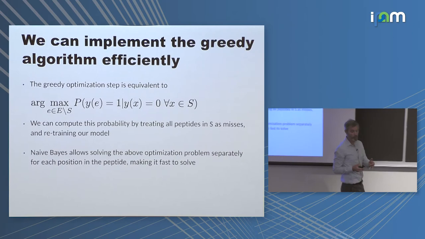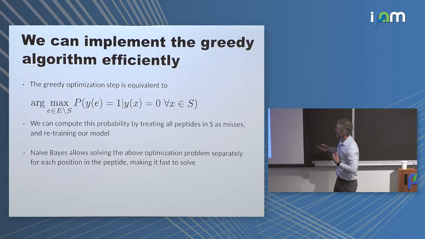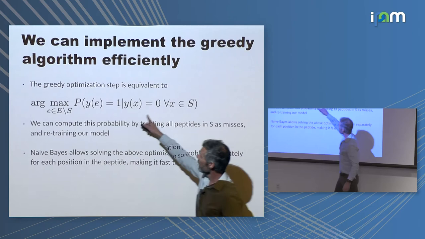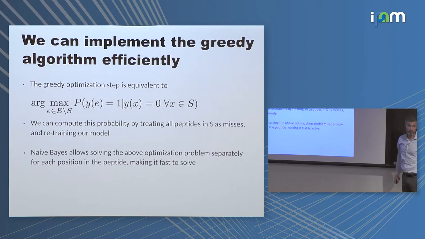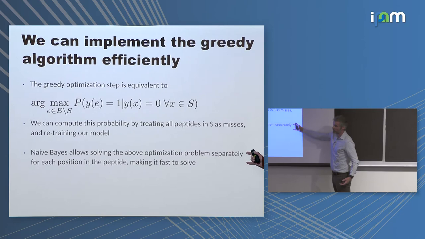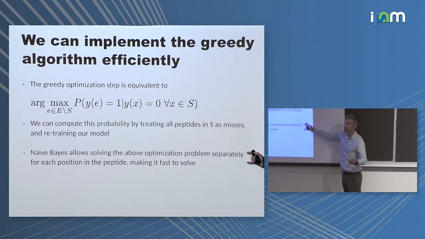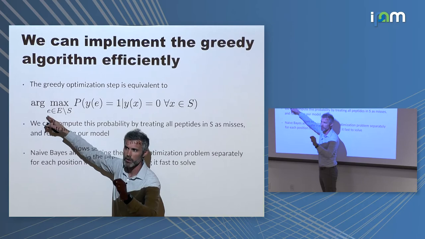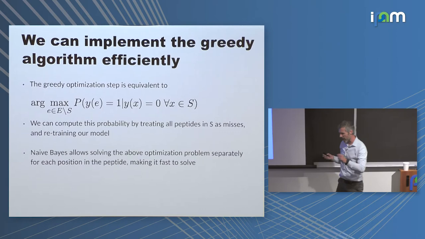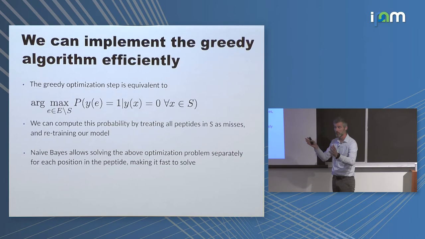Moreover, a way that you can calculate this is to retrain your model treating all peptides in S as misses, and then re-rank by that newly trained supervised learning model, which is the same thing as what I was doing in the example with Jack. The place where naive Bayes is special is that when I do that, the resulting optimization problem that I need to solve over peptides of a particular length is a separable optimization problem, which allows me to solve it by considering each position separately. Whereas if I had a model for which that wasn't true, I would need to solve an optimization problem over the space of all peptides, which, with 20 to the B, might be hard to do through complete enumeration.